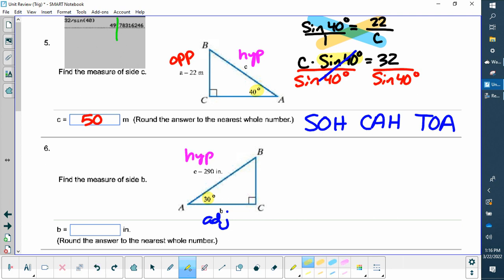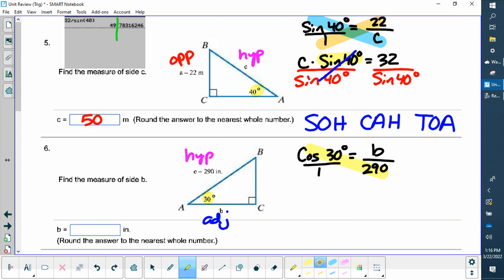Okay, I look up here and I see I have A and H, which is the CAH of SOHCAHTOA, and that is cosine. So the cosine of 30 degrees equals, okay, adjacent over hypotenuse. So B over 290.